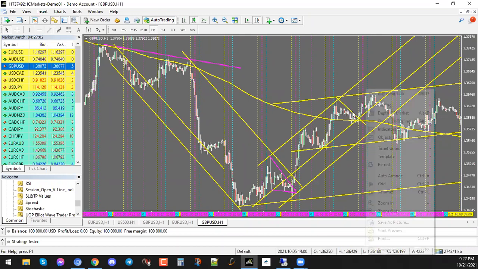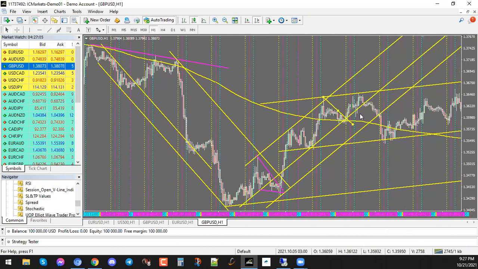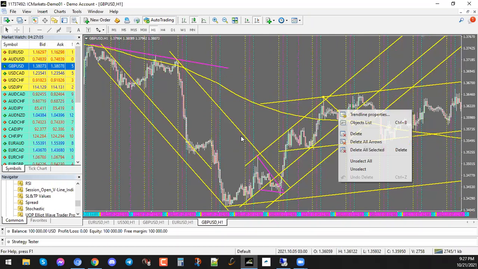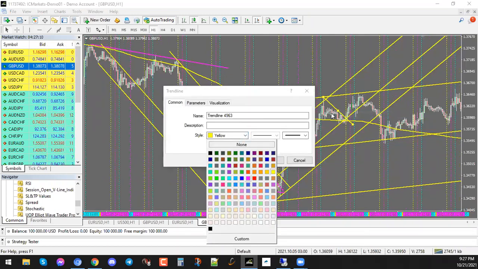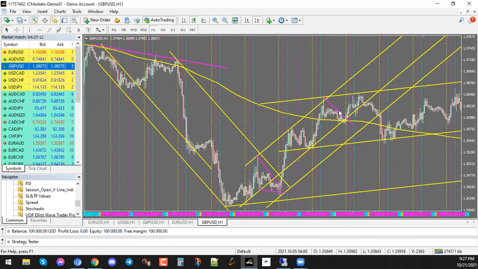Let me just try to change the color here. All right, let me just create this pattern formation for you guys. We have another squeeze pattern formation. With us having another squeeze pattern formation and with us being at this segmented trend line, it means that we are at an area where we have a very high possibility that we can see another explosion to the upside.